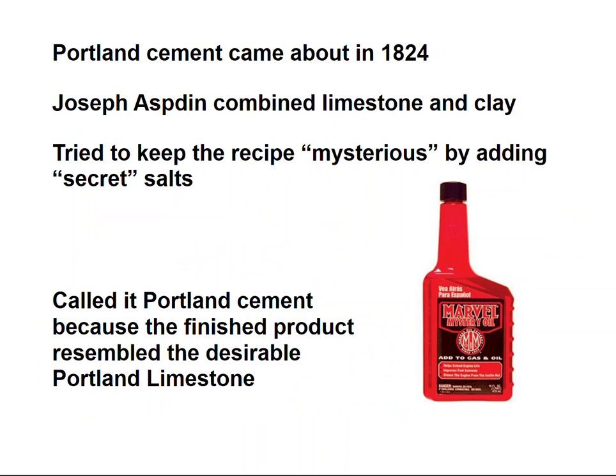And just a real brief history. Portland cement came about in the mid-19th century. Gentleman Joseph Aspdin combined limestone and clay and tried to, I guess, patent or keep his ingredients mysterious by claiming that he was adding secret salts, and that always makes me think of Marvel Mystery Oil, that mechanic in a bottle you can buy at Walmart for $6 or $7. The name has nothing to do with locale or geography. It became known as Portland cement because the finished product resembled the desirable Portland limestone from the Portland region of the United Kingdom.